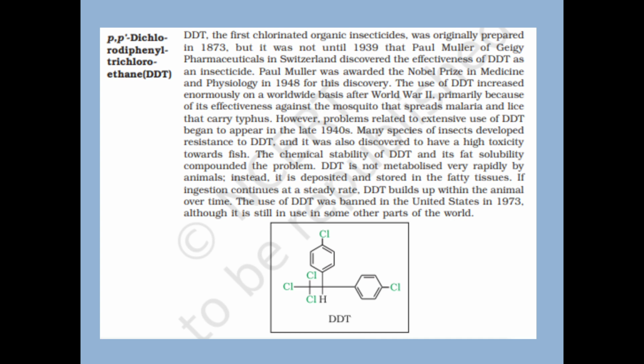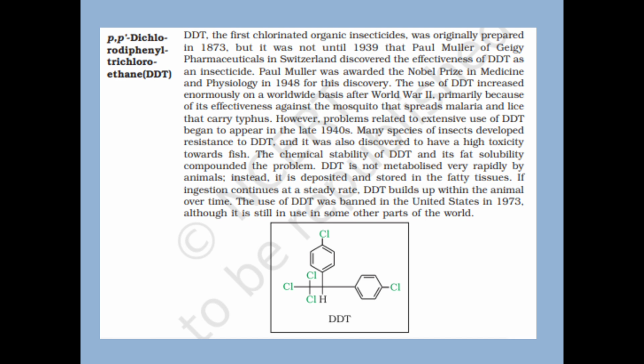Next, another compound is DDT, dichlorodiphenyltrichloroethane. It is a chlorinated organic insecticide. It was originally prepared in 1873, but it was not until 1939 that its insecticidal properties were discovered. Paul Muller was awarded the Nobel Prize in Medicine and Physiology in 1948 for his discovery.